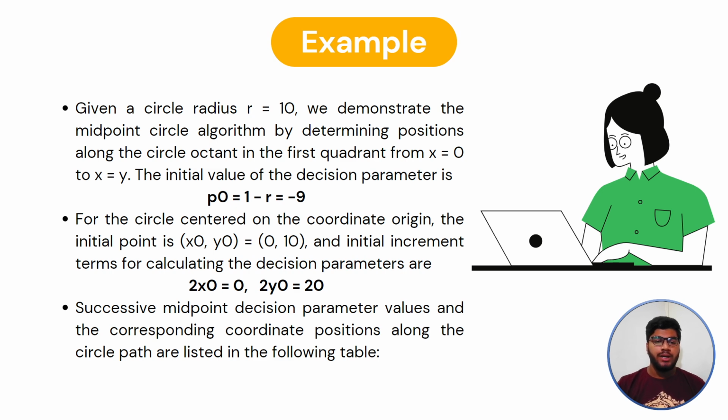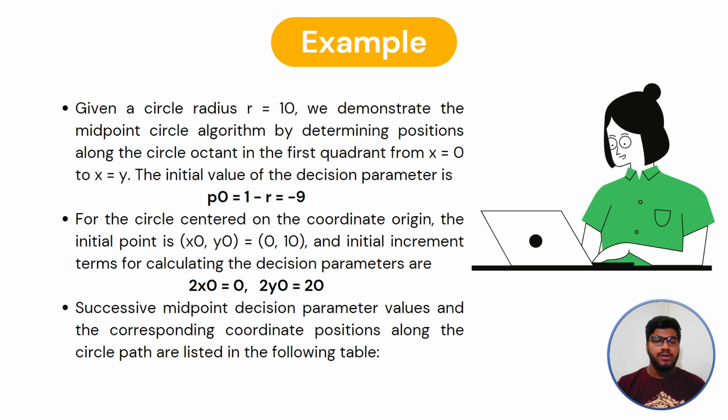In this example, we have taken the circle with the radius 10. We demonstrate the midpoint circle algorithm by determining the position along the circle of radius 10 in the first quadrant from x = 0 to x = y. The initial value of the decision parameter is p0 = 1 - r, where r is 10, so 1 - 10 is equal to -9.